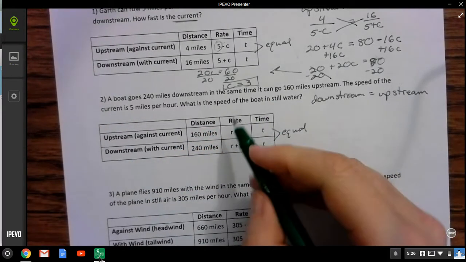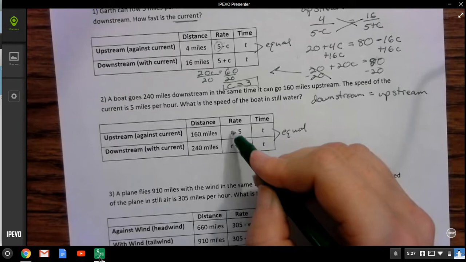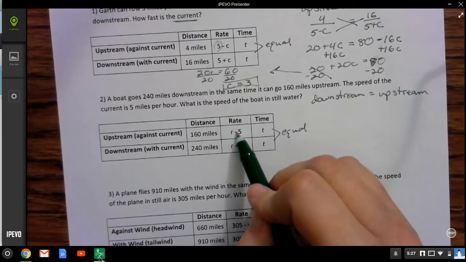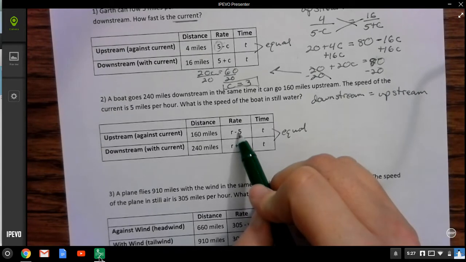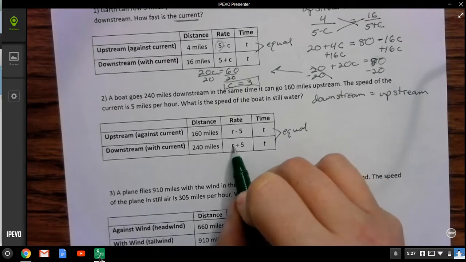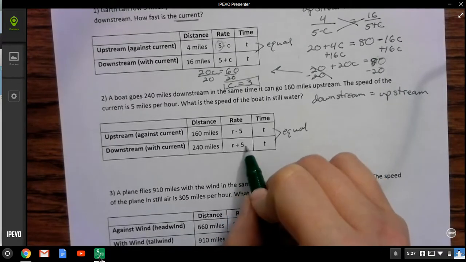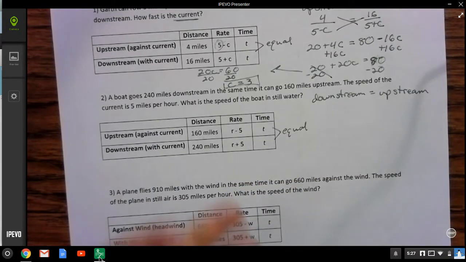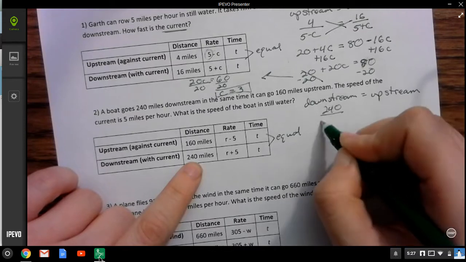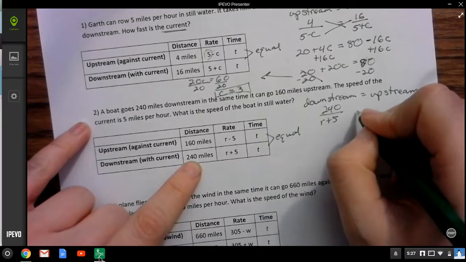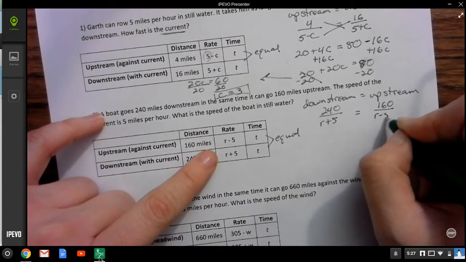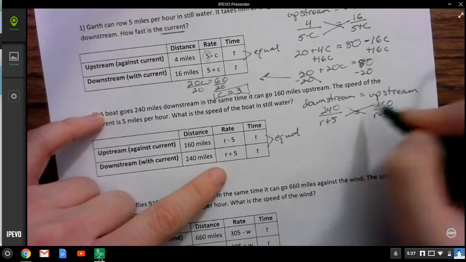So notice I'm taking the speed of the boat in still water. How fast is the boat trying to go? And when I'm fighting the current, I'm subtracting the speed of the current, which is 5 miles an hour. When I'm going downstream, the current's helping me. I'll take the speed I'm trying to go, add the speed of the current, and that'll give me how fast the boat's actually going through the water. So downstream, 240 over r plus 5 equals 160 over r minus 5. And again, I'm going to cross multiply.